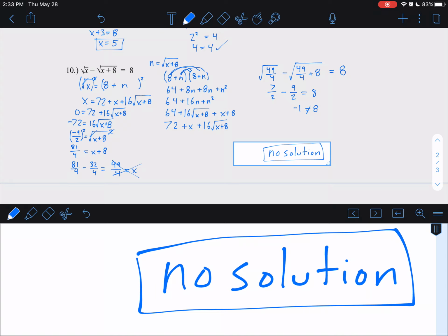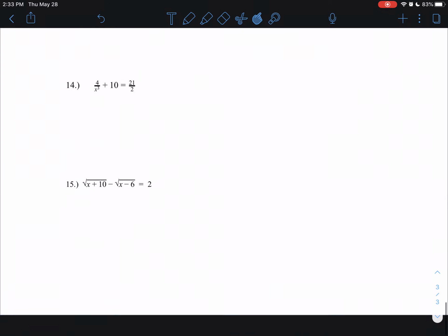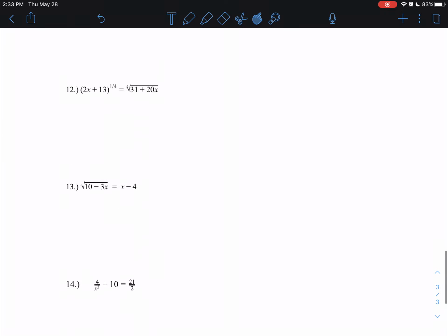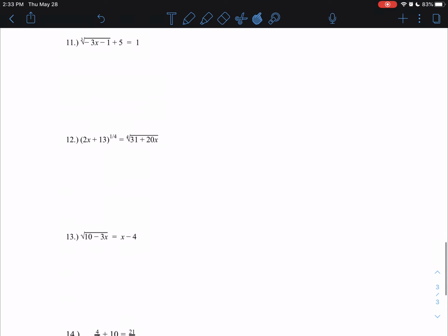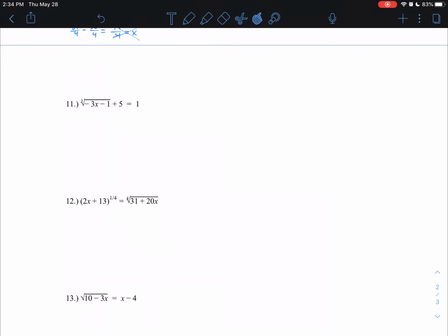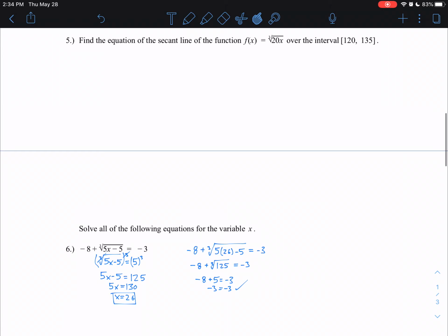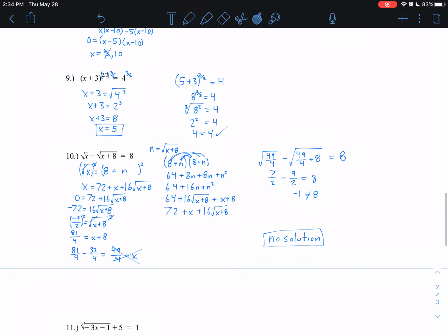And that is what you're going to have to do for number 15. I don't know if number 15 actually has an answer. I'm trying to think. I know that one of these isn't going to have a solution. Not sure which one though. But yeah, so there's no solution to that one.